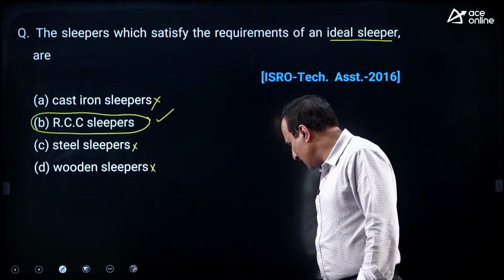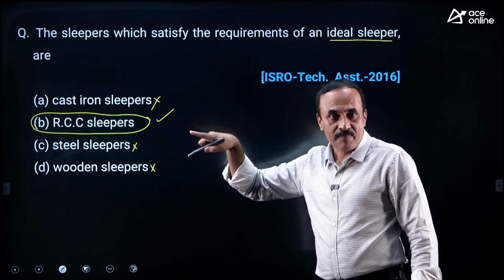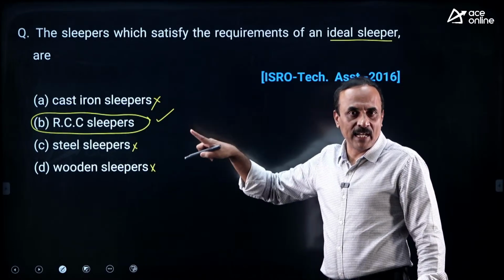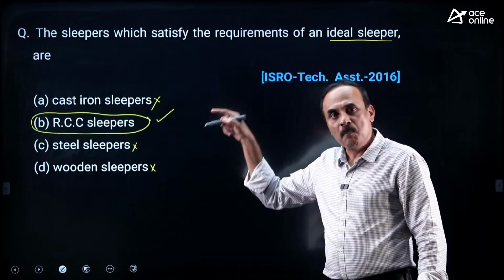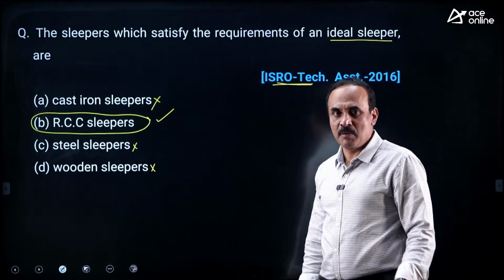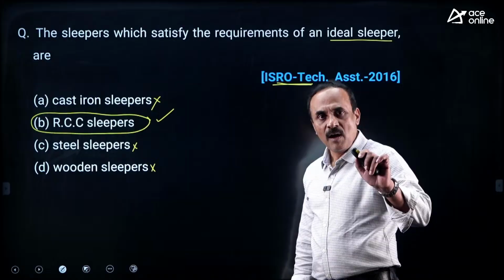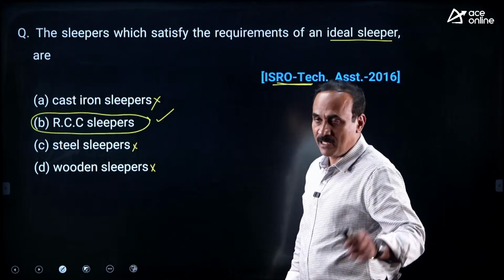So, answer is option B. RCC means it is pre-stressed only. 90% of Indian railway tracks are with pre-stressed concrete sleepers, but in our exam they will give it as RCC sleeper only. Remember it, RCC is nothing but pre-stressed concrete sleeper, and it is more effective nowadays.